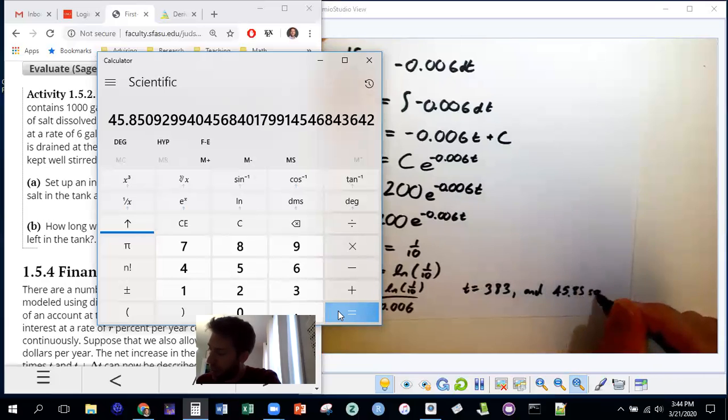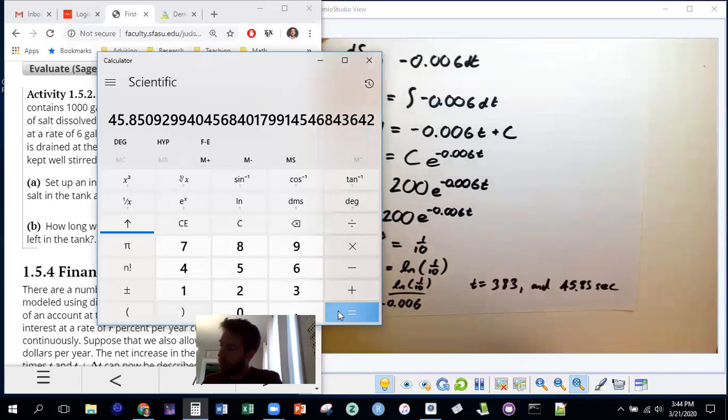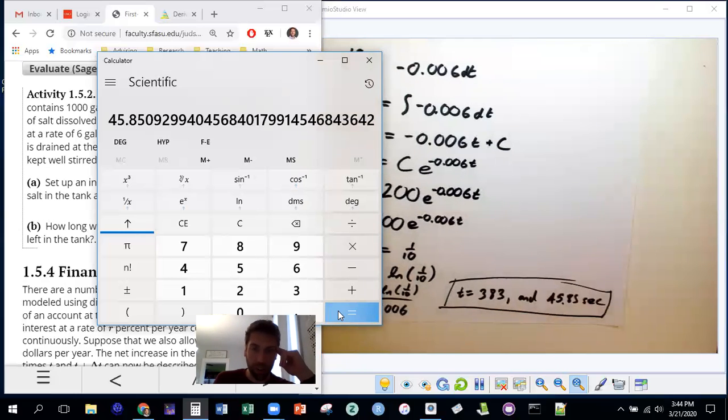45.85 seconds. And that's way more precise than you probably need in this sort of situation, because what does it matter if you're trying to get down to 20 pounds, and you're off by 1/100 of an ounce, you know? So that's activity 152.